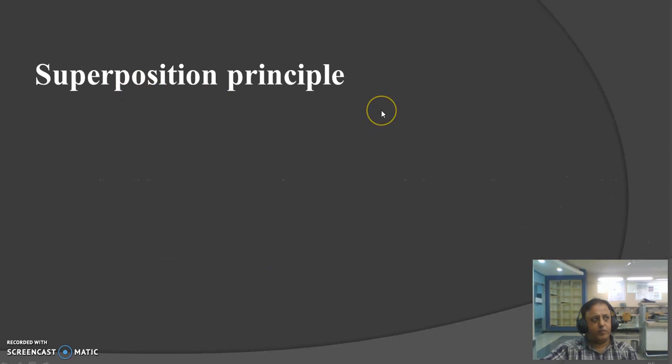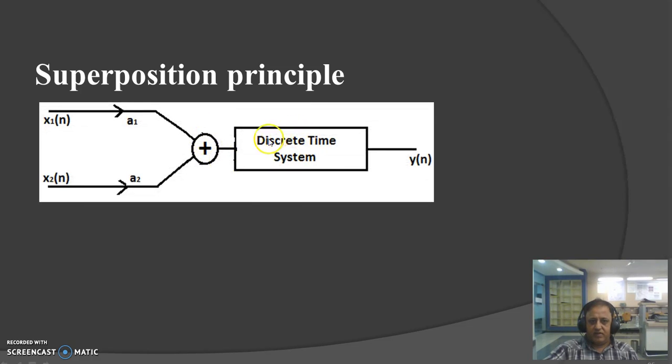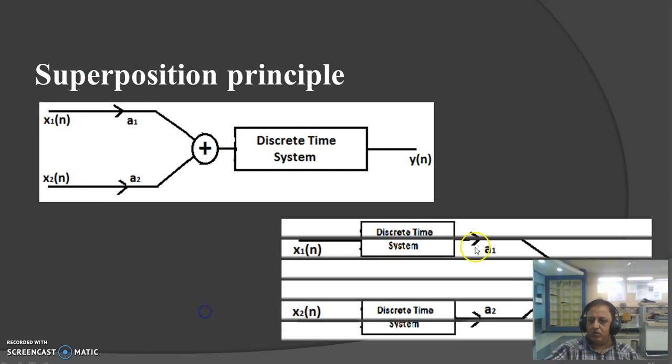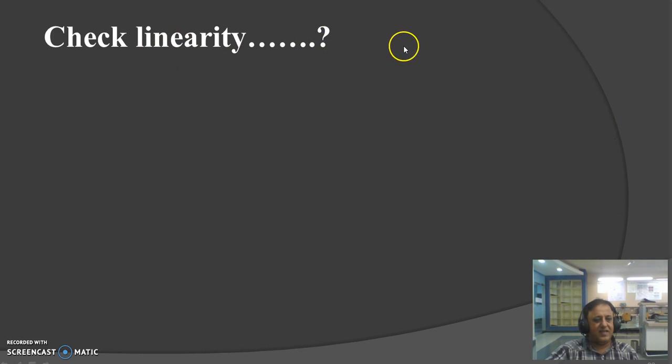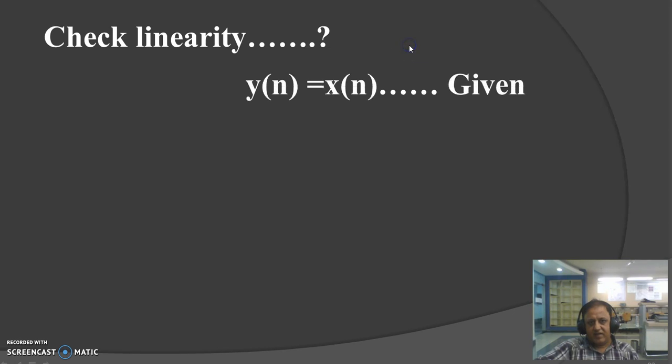It's called the superposition principle, because all the weights go on superimposing on the discrete time system. So like you have a discrete time system, x1[n] multiplied by a1 and x2[n] multiplied by a2 are both superimposed in the signal to get y[n]. This should be equal to x1[n] giving y1[n] and x2[n] giving y2[n], so it will be a1 y1 plus a2 y2 giving me y[n]. Now how do we do this mathematically? How do we check this linearity? Let's take an example.